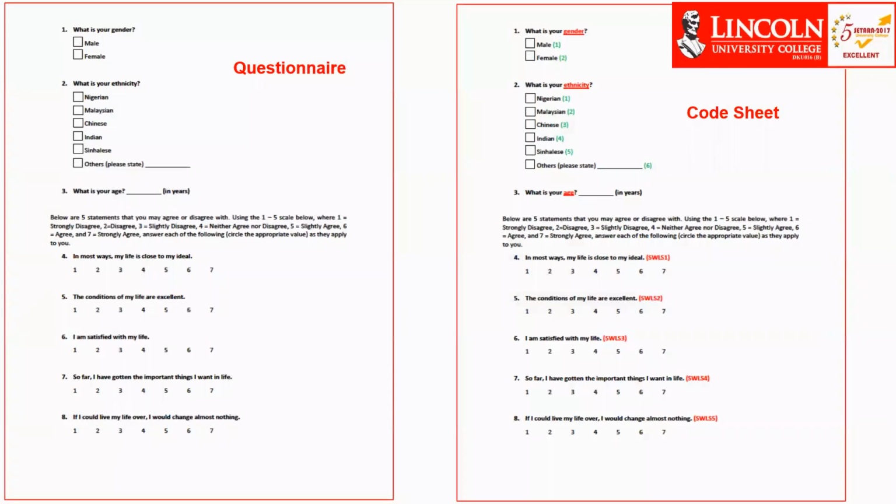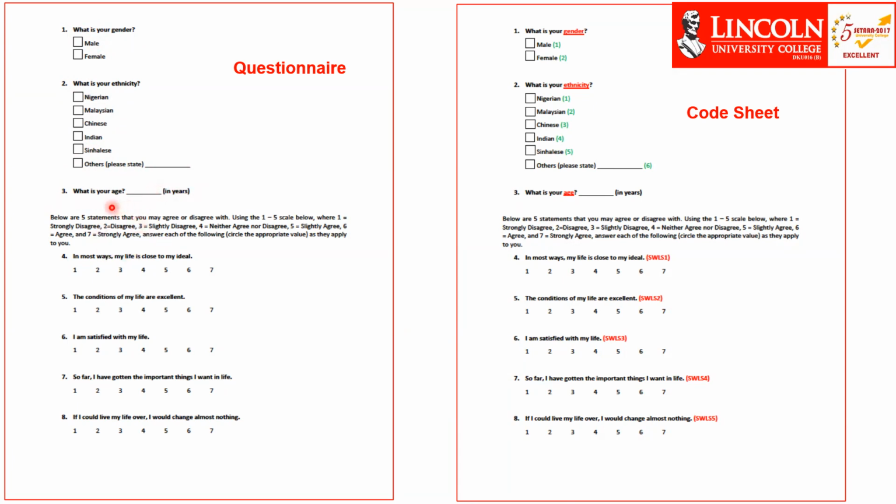So this is an example of a simple questionnaire that we have designed. Here we have questions 1, 2, 3, 4, 5, 6, 7, 8. The first ones are: what is your gender, we have male or female; what's your ethnicity, we have a list of certain ethnic groups, and then an option called others, please state. Then we have another one: what is your age? They enter the years.